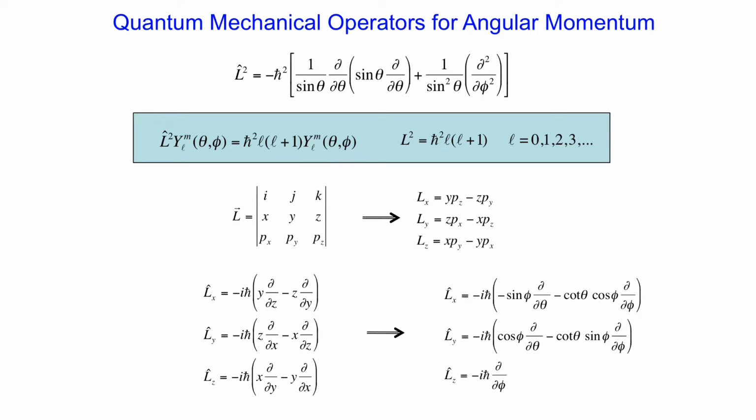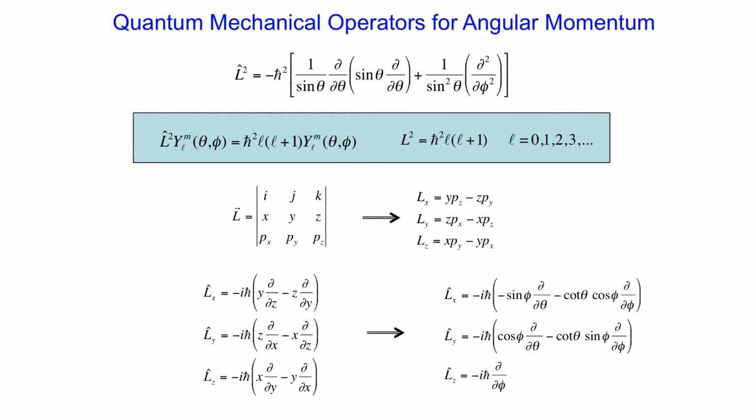That was the total angular momentum squared component. We can also look at the individual components of our angular momentum. If you remember from physics, you have x, y, and z components to your angular momentum in a three-dimensional space. We can use our conversion here to obtain our different components of the angular momentum.